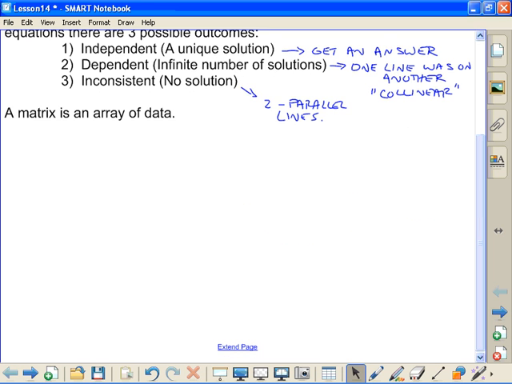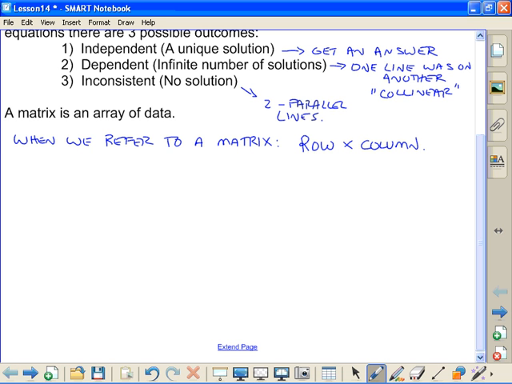So what is a matrix? A matrix is an array of data. When we refer to a matrix, it's always in the form row by column. Now keep in mind, when I'm talking about matrices here, you could go through university and take 10 or 15 matrices courses. I'm teaching you a very, very, very pinpoint topic within matrices. Matrices is a huge area of study in their application, so keep that in mind.